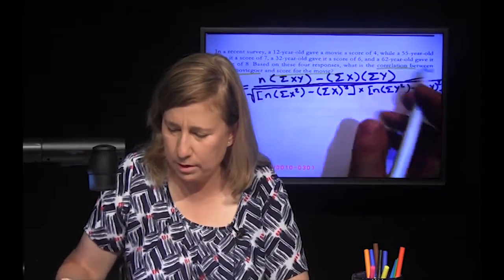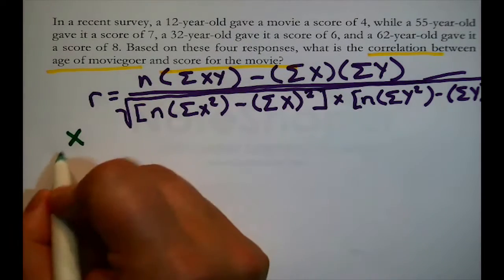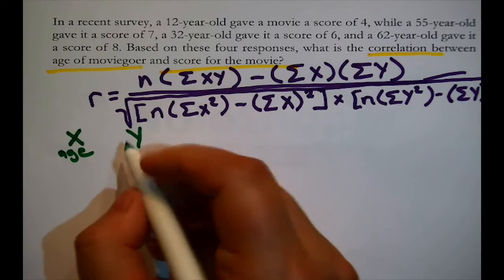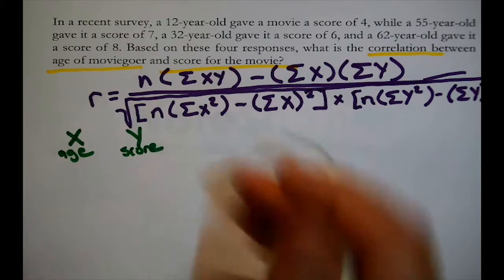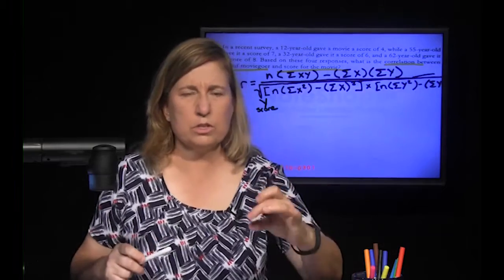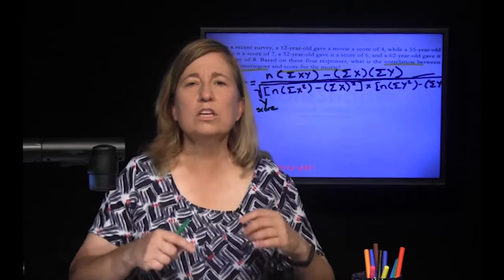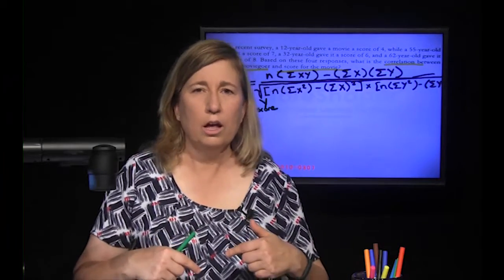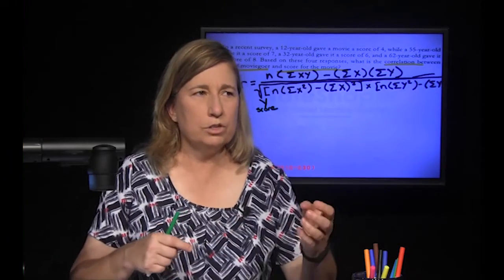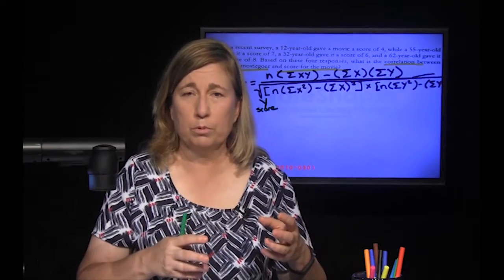Wait, where are the x's and the y's? In this problem, x would be age of the moviegoer, and y would be the score. Oh, right, because what is this formula called a correlation coefficient all about? It gives you a single score, a number between -1 and 1, that expresses the strength of a linear relationship between 2 things. The 2 things are x and y, generally speaking, or in our case, the age of the moviegoer and the score they actually gave it on the movie. Do we think there's a relationship between that?